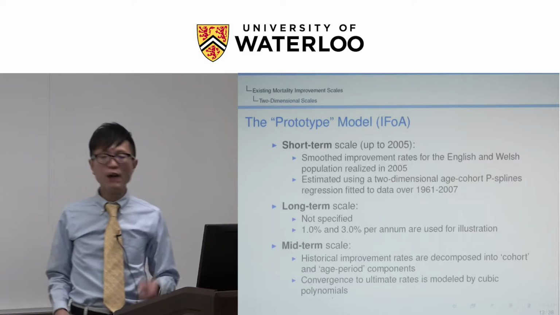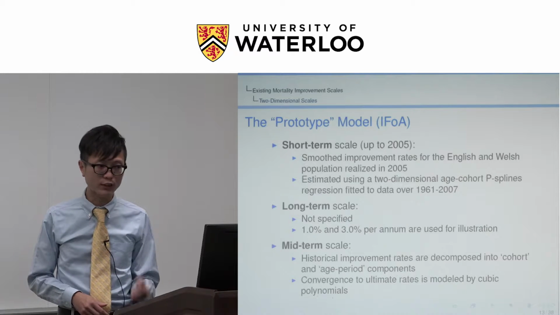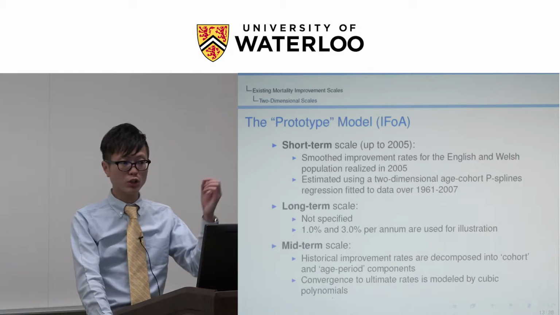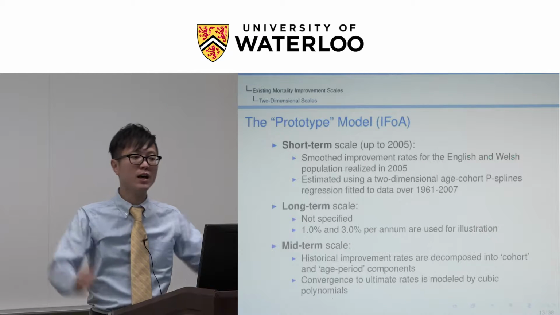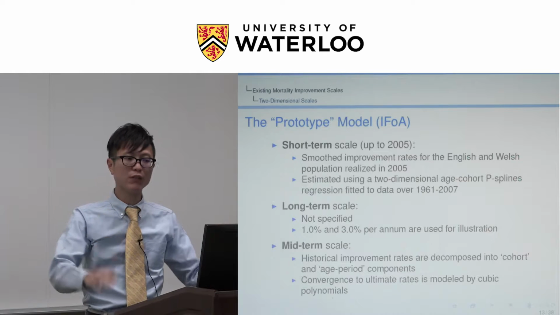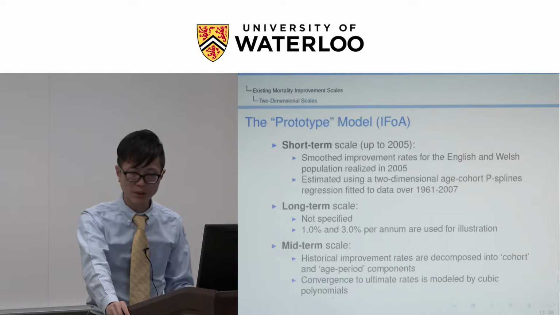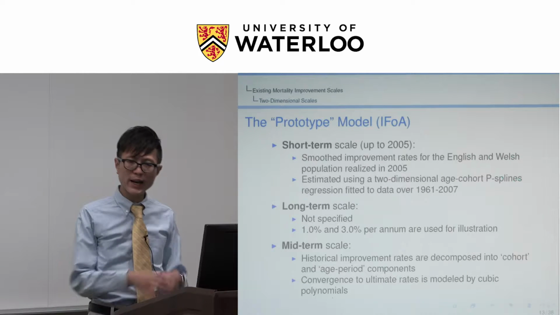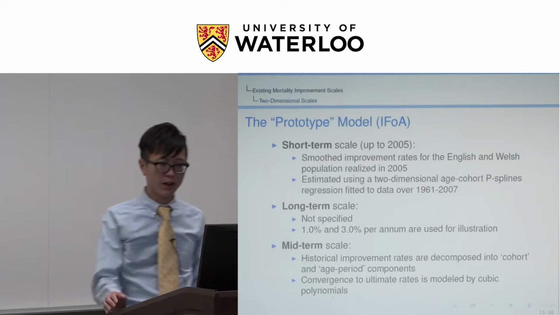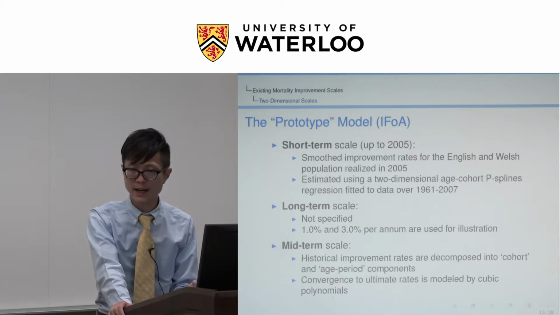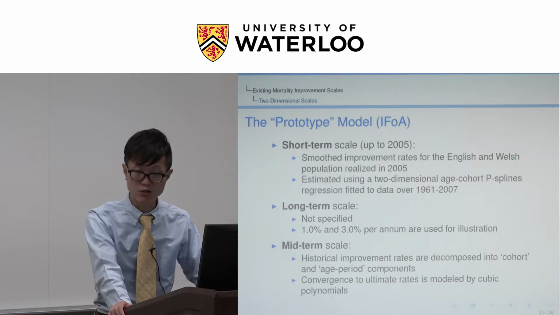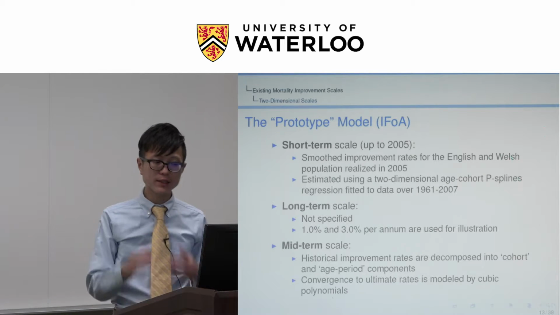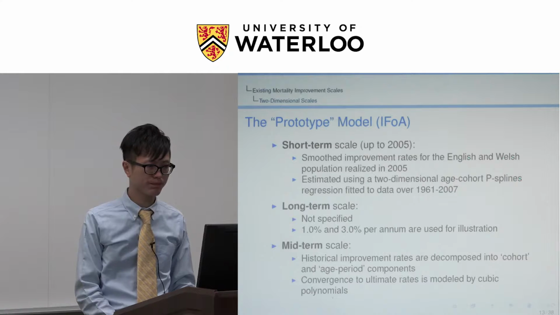rates. And for the UK Institute and Faculty of Actuaries prototype model in 2009, the short-term scale is defined as the smooth improvement rates for the English and Welsh population realized in 2005. The long-term scale is left unspecified. They use 1% and 3% per annum for illustration purposes only. And the mid-term scale is developed using some sort of cubic polynomials.